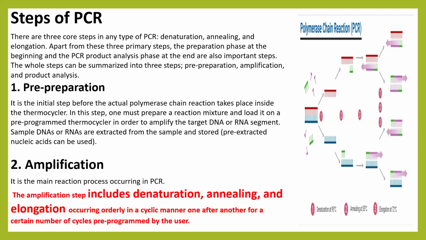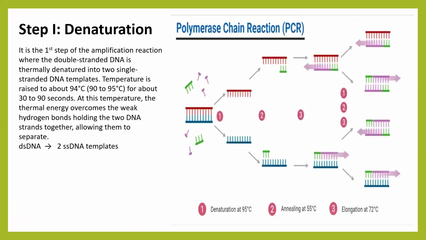Now the second stage is amplification. In the amplification process, we include denaturation, annealing, and elongation in a cycling manner, one after another, for a certain number of cycles, pre-programmed by the user. Step one of amplification is denaturation. It is the first step of the amplification process.